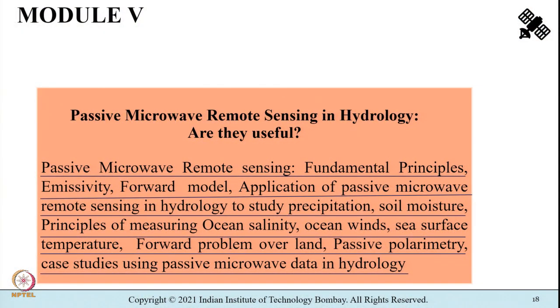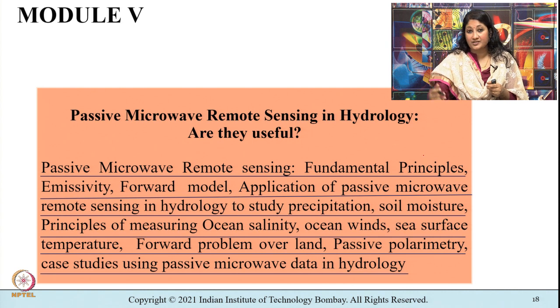So, to summarize, in this part of the lecture and throughout module 5, we have been trying to understand how passive microwave remote sensing is useful in hydrology, and we started with covering the fundamental principles throughout the 5th module, and slowly we tried to understand a generic format of the forward model and how passive microwave remote sensing can be used to measure precipitation, soil moisture, ocean salinity, ocean wind, sea surface temperature and so on. And we also discussed a small case study using a handheld radiometer.